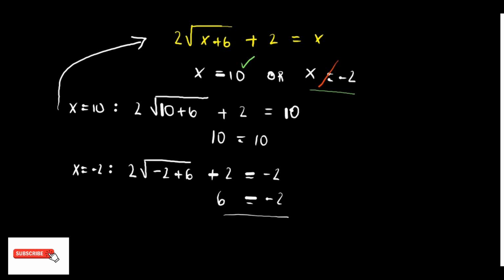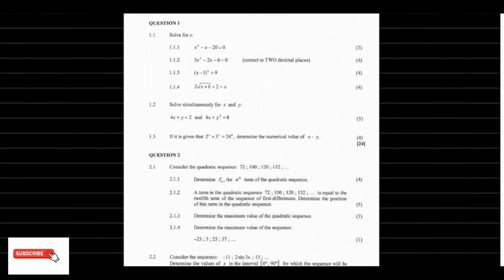Alright guys, so that is it. Let's move on to solving our simultaneous equations. So let's move on to question 1.2, where we are required to solve simultaneously for x and y, given 4x plus y is equal to 2, and given 4x plus y squared, which is equal to 8. Okay, so let's get cracking with that.